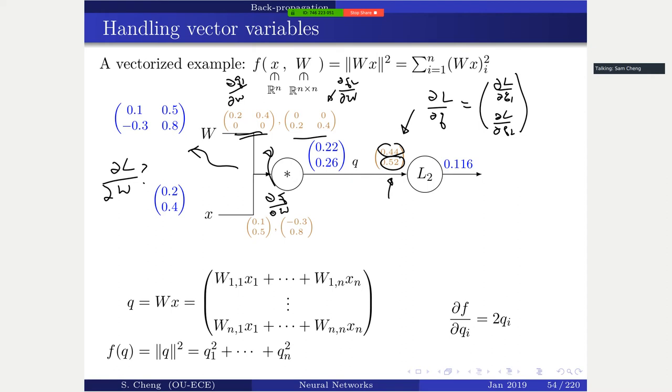I know that you're not likely to implement it that way, but for example, if my x is not 2 by 1, if my x is say 2 by 2, like I have also 0.2, 0.4 here, then you see my output Q is also 2 by 2, I have 4 elements now, 0.22, 0.26, right? So what's the size of partial Q partial W now? How many elements do I have?